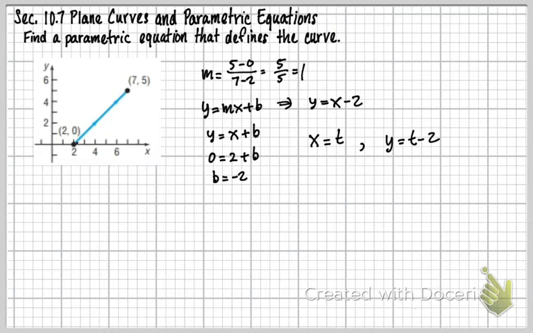Or I can get a little fancy, and let's say we want to say that x is equal to t minus 1. Then what is y going to be? I'm just going to plug in for x the t minus 1, and then I have minus 2, right? I'm going back to the original equation up here, just so you know, because that was the equation we came up with. So that's going to be y equals t minus 3.